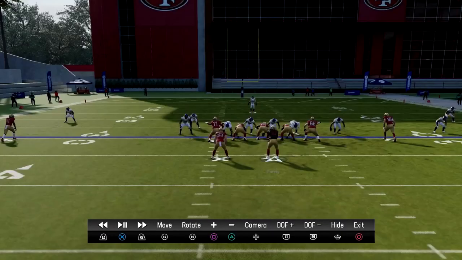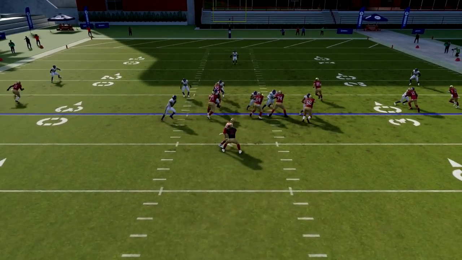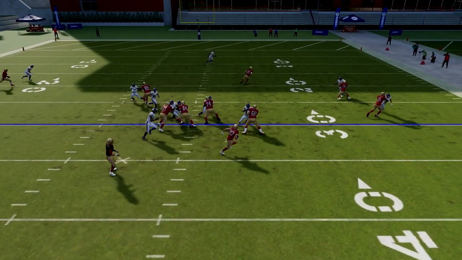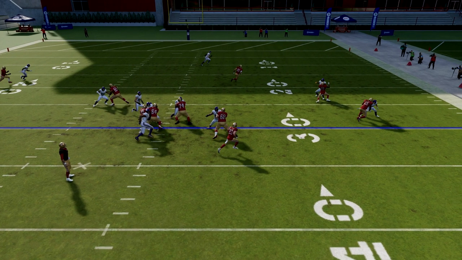You can't flip it, which is okay. Right there, look at that blocking. He gets inside position. Okay, he's inside. That guy's on the inside, and he's pushing him back towards the left side of the field. So we go to the outside.